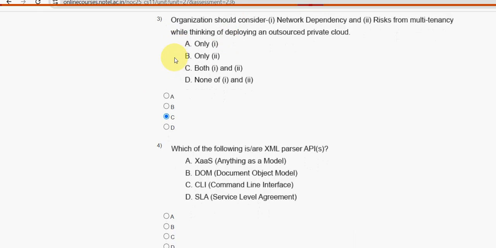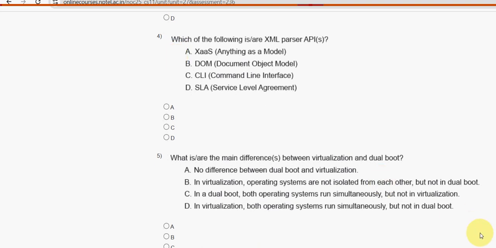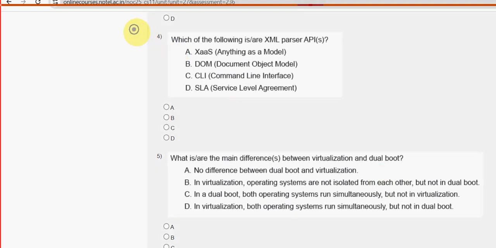Next, fourth one. Which of the following is an XML parser API? So the answer is option B, DOM, Document Object Model. So mark option B.